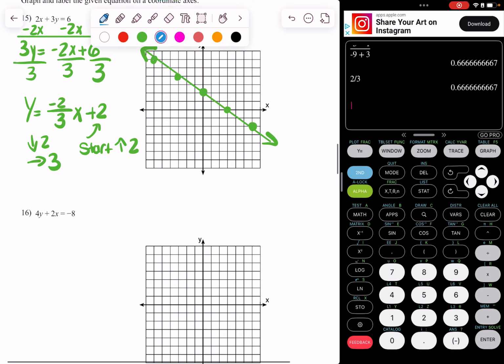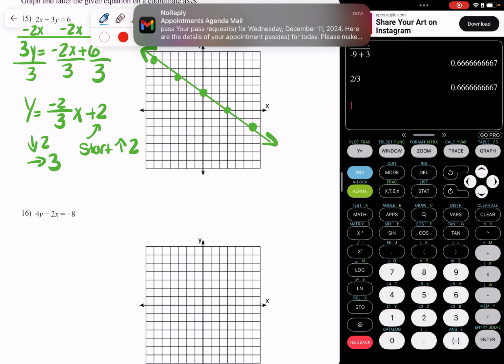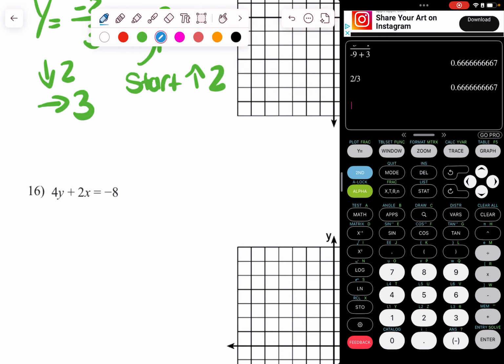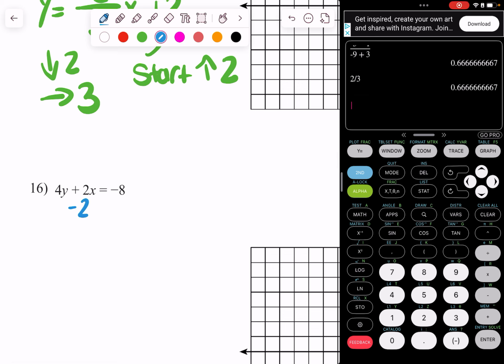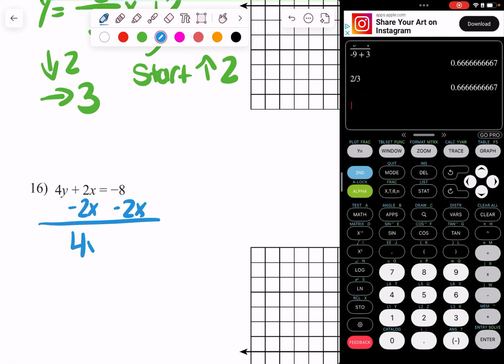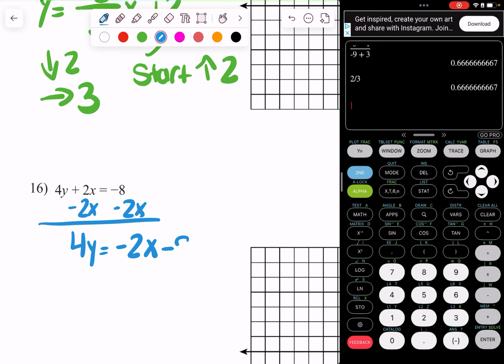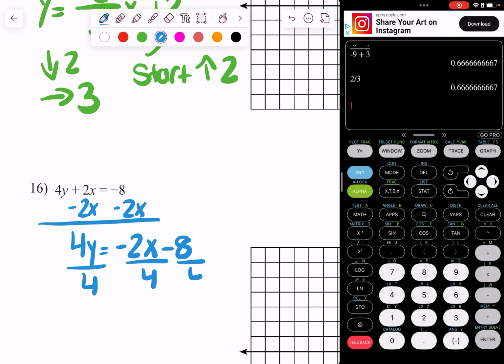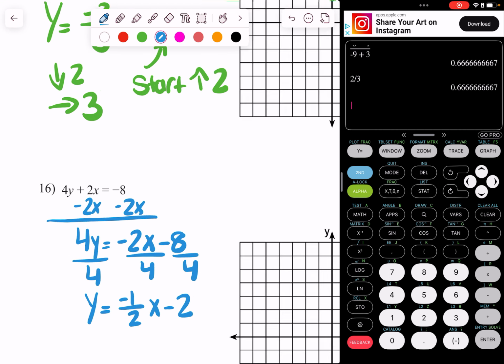Sixteen is going to be very similar, but again, we have to rearrange the equation so it says y equals. To get rid of this positive 2x, I'll subtract it from both sides, giving me 4y equals. Put your negative x first, and then the minus 8. Divide all three numbers by the 4, because we just wanted to say y equals. And this will be our equation.